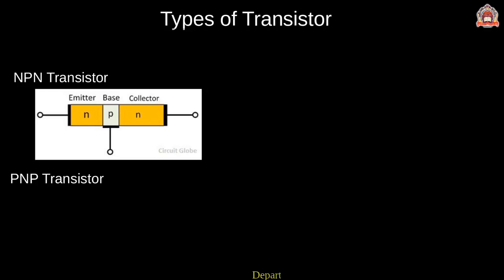Again, the NPN transistor has three terminals, namely emitter, base and collector. The middle section of the NPN is lightly doped and it is the most important factor in the working of the transistor. The emitter is moderately doped and the collector is heavily doped.